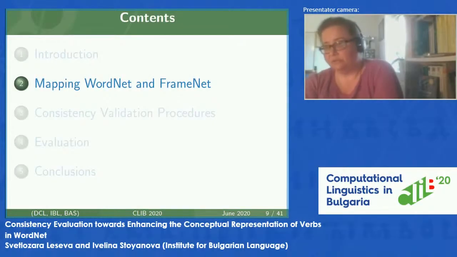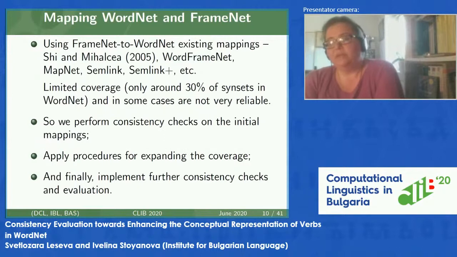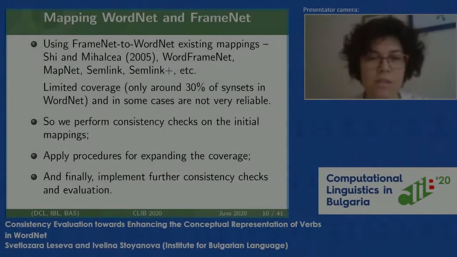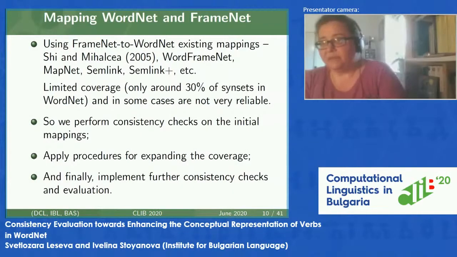How are we mapping WordNet to FrameNet? What we start with is a list of various sets of mappings, which have been provided by various teams working on that task. Here you can see some of those listed. But the problem with these existing mappings is that they provide limited coverage. Only about 30% of synsets in WordNet are matched with a frame from FrameNet. That's about 4,000 out of the 14,000 verb synsets. And also what we discovered in our observations was that not in all cases they are reliable.